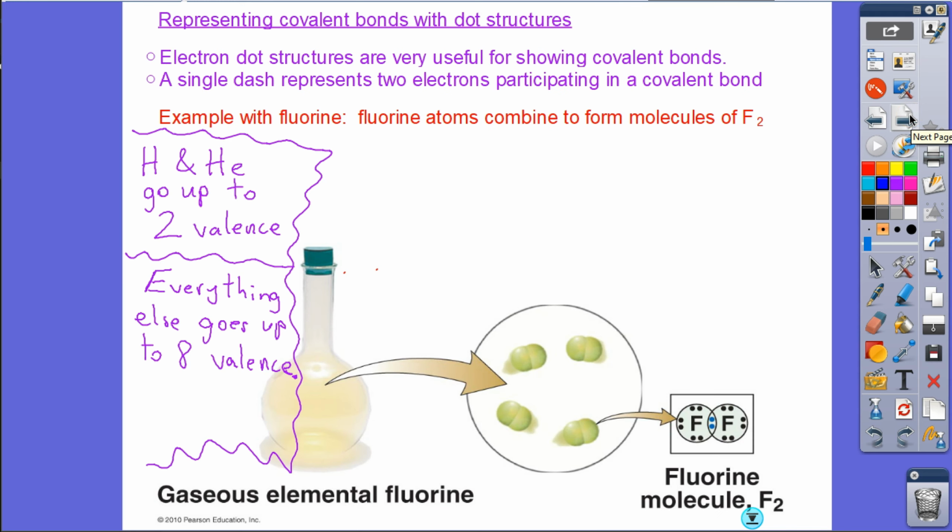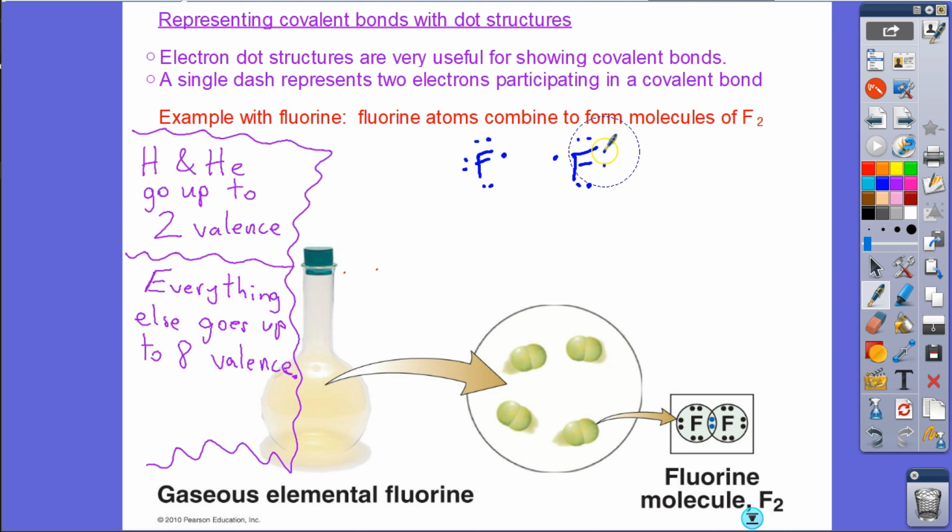All right, representing covalent bonds with dot structures. This is how you start to figure out how the covalent bond between two atoms works. So if we look at fluorine, for example, and we remember the dot structure for fluorine. Fluorine has 7 valence electrons. 1, 2, 3, 4, 5, 6, 7. So I just drew the dot structure for fluorine. And I'm going to draw this one like this. I kind of have the benefit of knowing where I'm going with this, so I know where I want the lone electron to be.